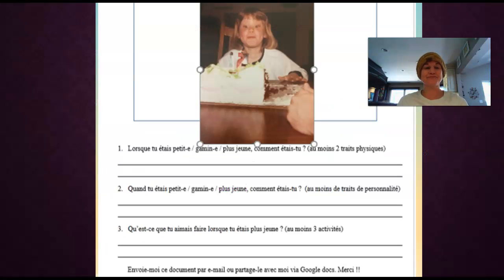Okay, here we go. This is an example of the project that you're going to do. You're going to have a picture of you when you were younger. This is someone you know. It's me when I was 5. See the 5 on my cake. And you need to answer these 3 questions. And on a Google Doc, you can just share it with me or send it to me.